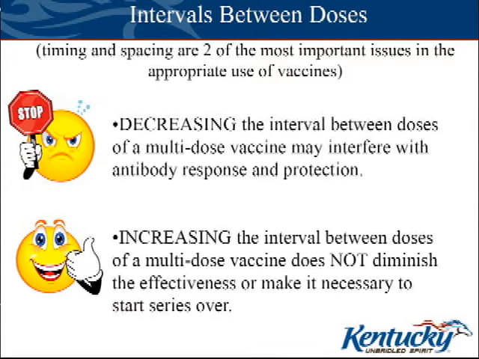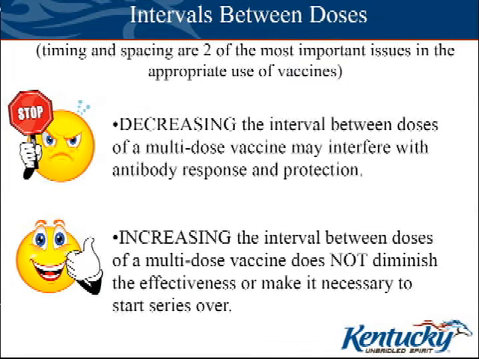Decreasing the interval between doses is not good practice. It's definitely not something that you want to do because those doses will be considered invalid and will need to be repeated. So if a patient shows up early for their shots and the minimum interval has not been met, you do not want to go ahead and administer that vaccine.